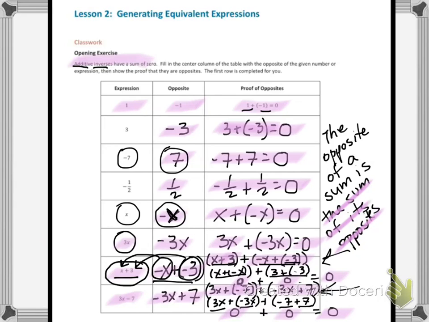Okay, and that would make sense down here as well. Here you had 3x, now we have negative 3x, which is the opposite, and then we have had a negative 7, and we have a positive 7 here, which is its opposite. Okay, so the opposite of this sum is the sum of its opposites. Okay, and it works the other way around as well.